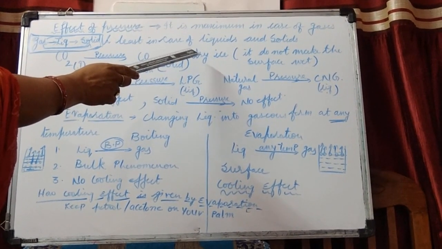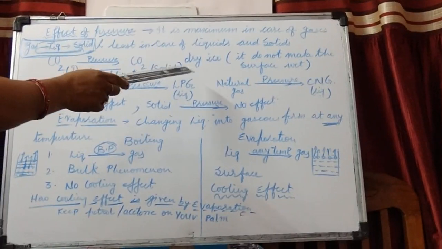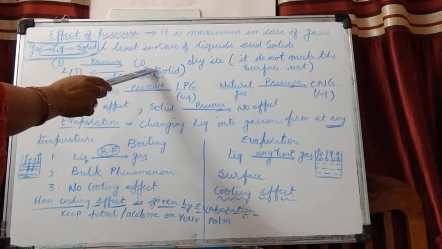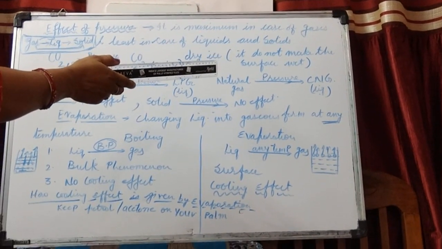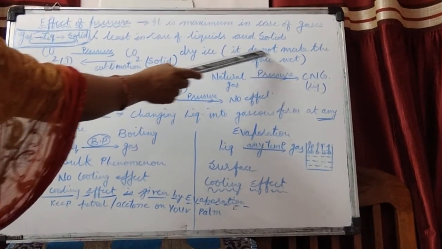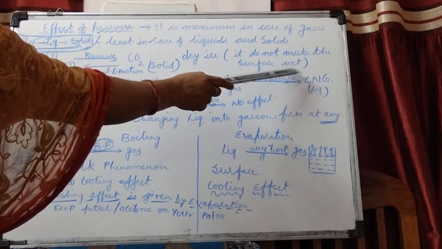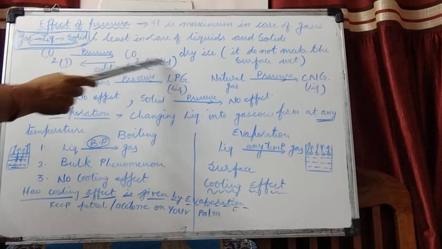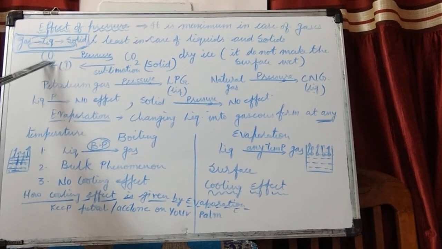Because if you take normal ice and keep it on your palm, it wets the surface. गीला कर देती है हमारे palm को, या जिस भी surface पे हम रखते हैं normal ice, वो गीला करती है जब melt होती है. But this CO2, as it is kept open in the atmosphere or on your palm, it directly changes into gaseous form, and thus it does not make the surface wet. गीला नहीं करती. That's why it is called what? Dry ice. So solid carbon dioxide is dry ice, which is obtained by excessive pressure on gaseous CO2.